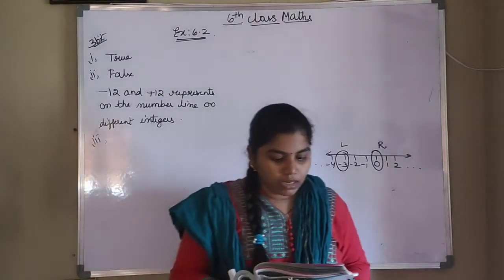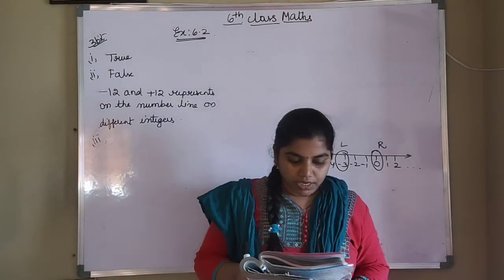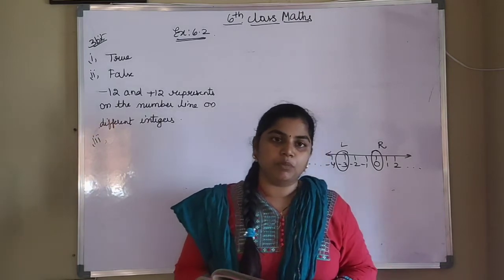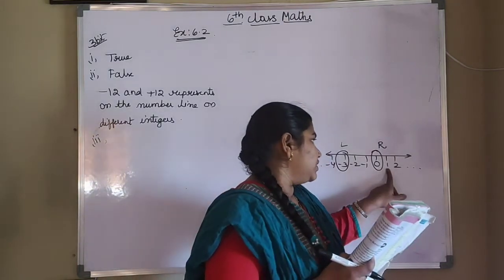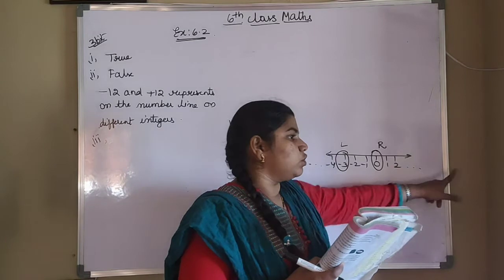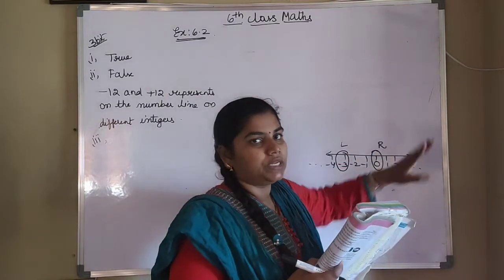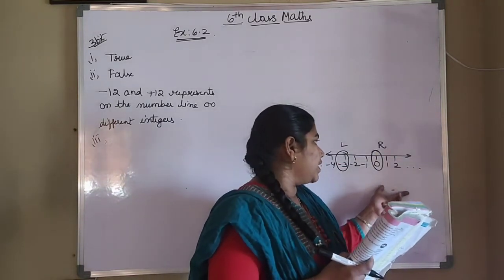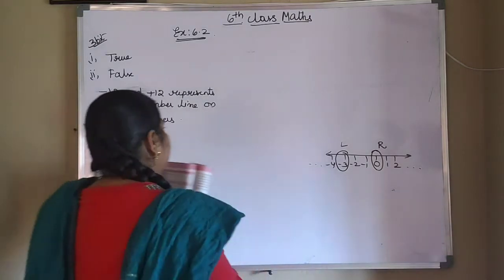What is third one? Every positive integer is greater than 0. Every positive integer is. These are positive integers. 1, 2, 3, so on are called as positive integers. And these positive integers are greater than 0. So it is true.